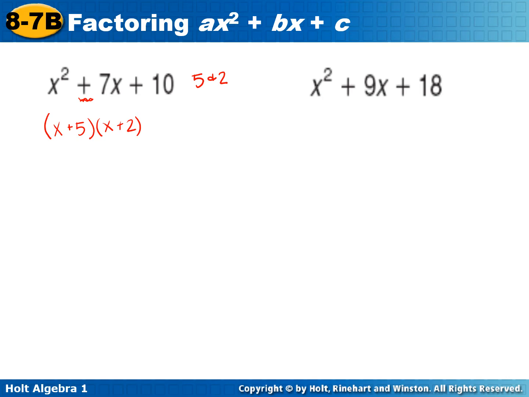Next one, C is positive. So I'm looking for factors of 18 that add up to 9. We're going to use 6 and 3. Since C is positive, my factors have the same sign and they match the sign of B. So x plus 6 and x plus 3.